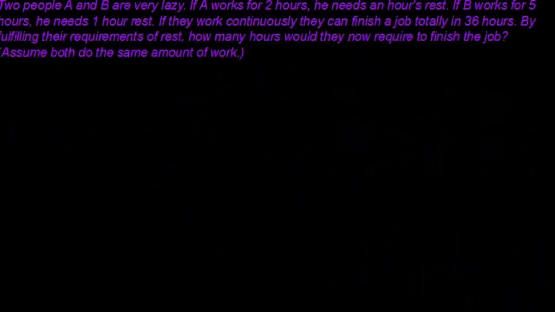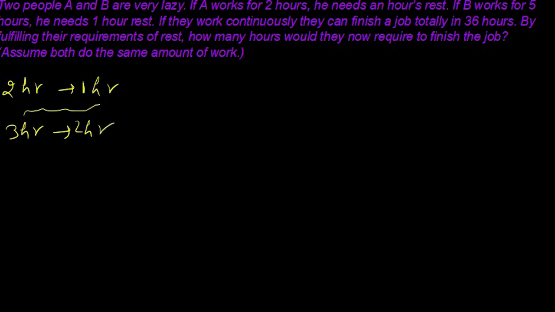Two people are very lazy, A and B. A works for 2 hours and needs an hour's rest, so all over he was working 2 hours and not working for 1 hour. So in a particular 3 hours, he is just working for 2 hours. So straight away you can say in 1 hour, his working efficiency is 2 by 3. Next one is the same as this.